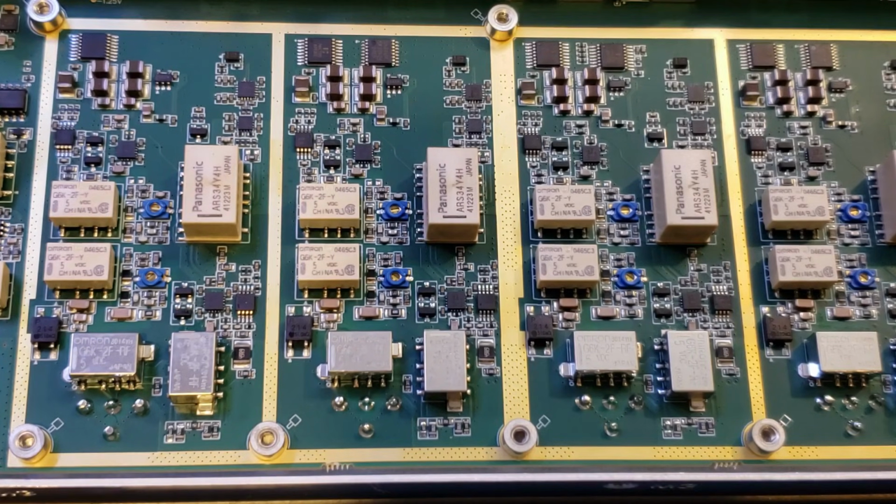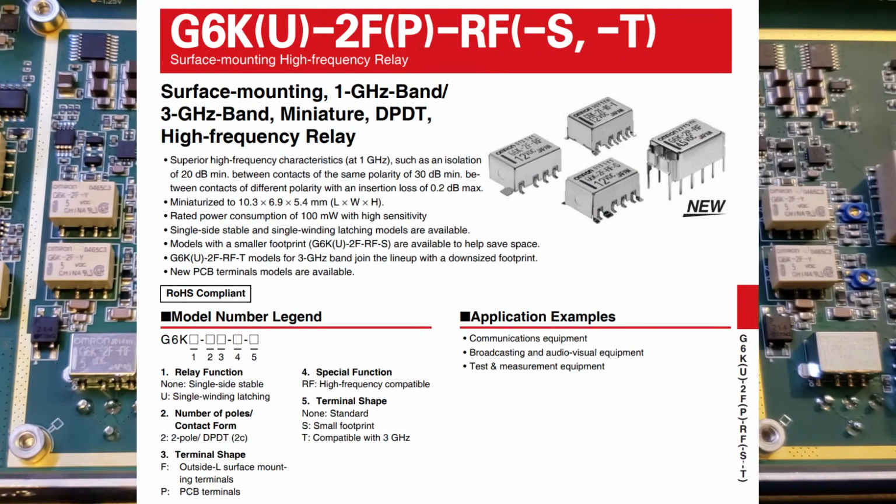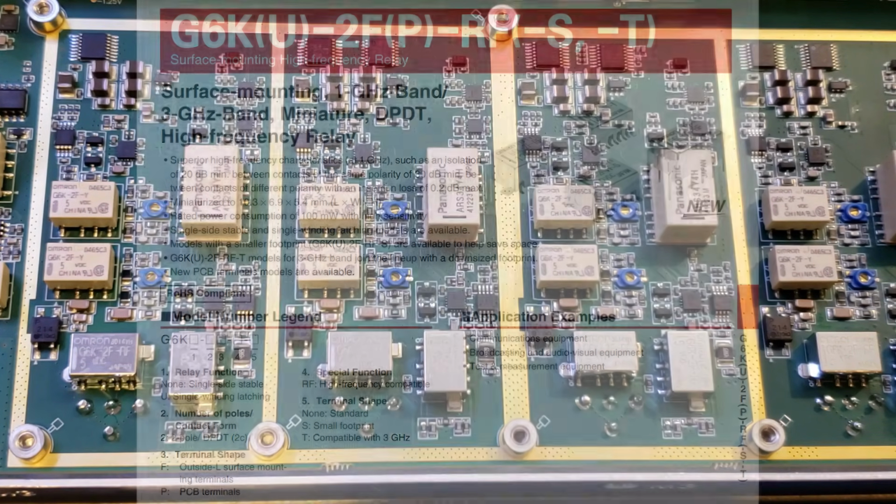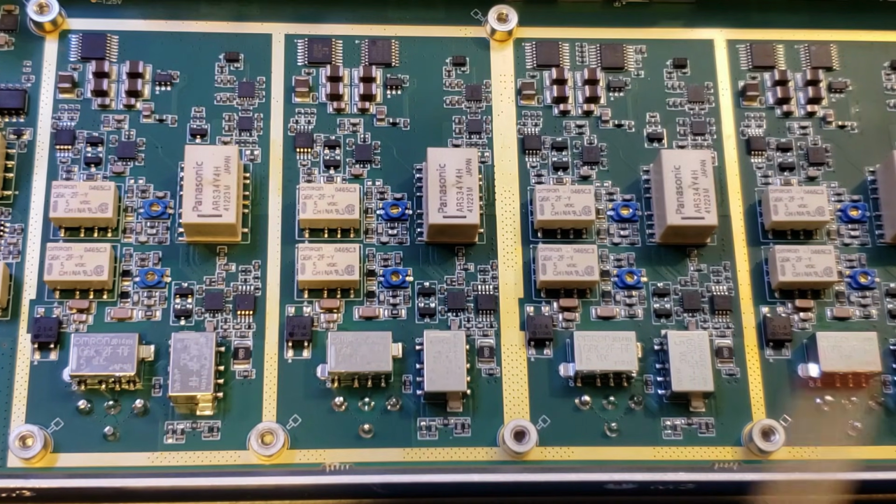All right, I just zoomed in on the front channel here. I'm showing you three of the four channels. They are all pretty much identical, so it doesn't really matter. Anyway, the first thing you will probably notice are these Omron relays. The part number is G6K-2F-RF. These are high-frequency relays rated for 1 GHz. Now, they're not cheap, retailing for over $16 a piece if you buy a whole reel. And here we have 8 of these.